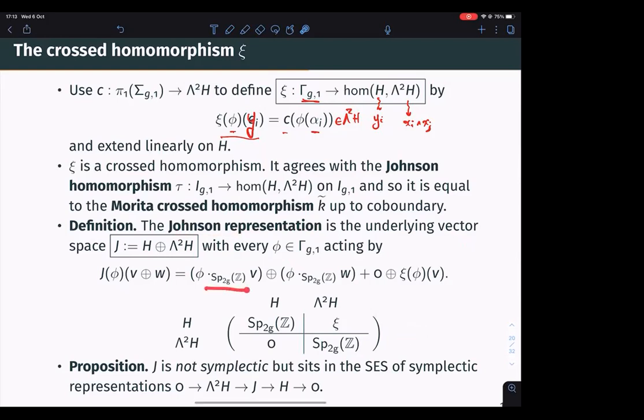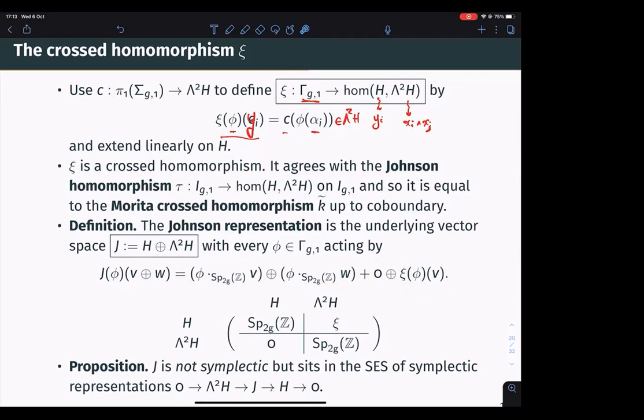that is, act symplectically on V and symplectically on W, if you started with a direct sum of V and W, plus some term given by Xi. And that actually does define a representation. Somehow the reasoning is sort of convoluted. I define this, then I show that this agrees with something else. That something else is already a representation. So J must be a representation, Xi therefore a crossed homomorphism.